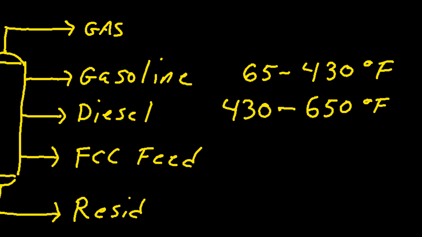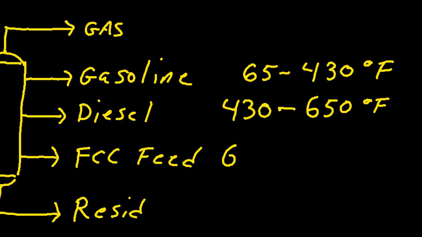Now, when you buy crude, there's a lot of stuff in that crude that boils heavier than 650 degrees. It boils heavier than diesel. And that's a problem, because people don't want to buy stuff heavier than diesel. You can't run it in your diesel engine. And so what are you going to do with it? An example of such a stream is cat feed. And cat feed starts to boil where diesel leaves off.